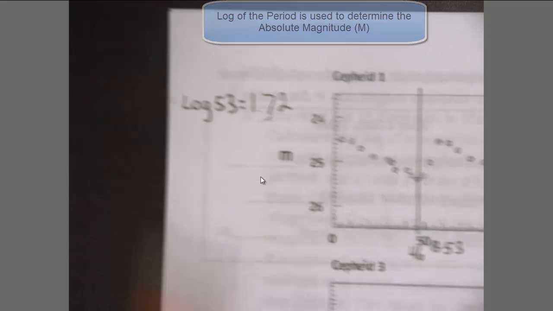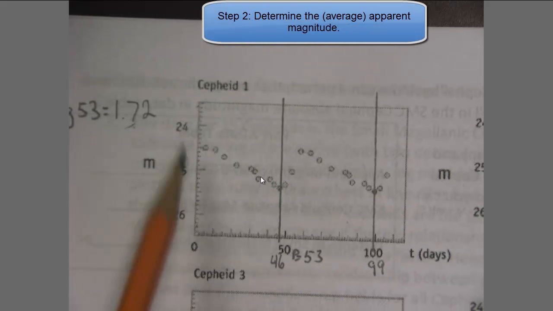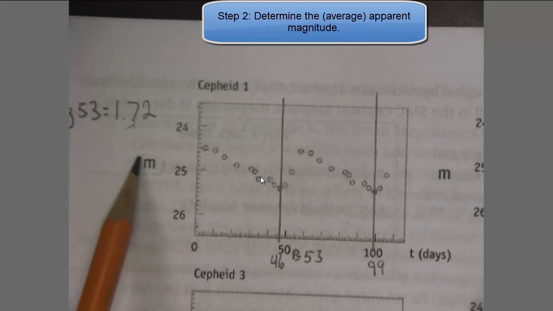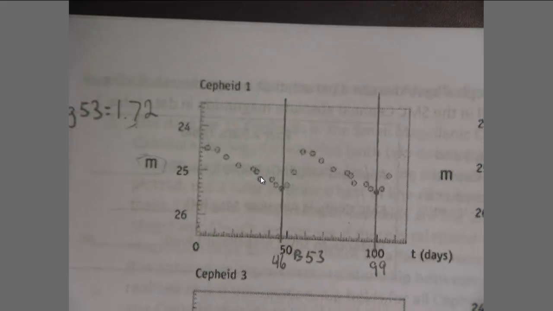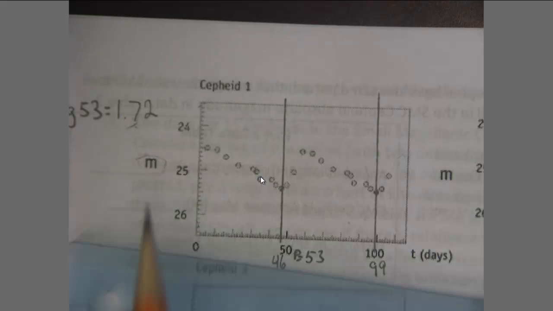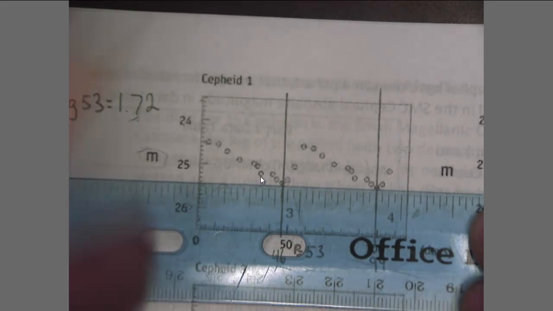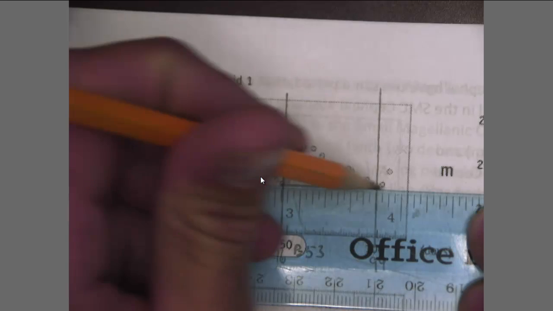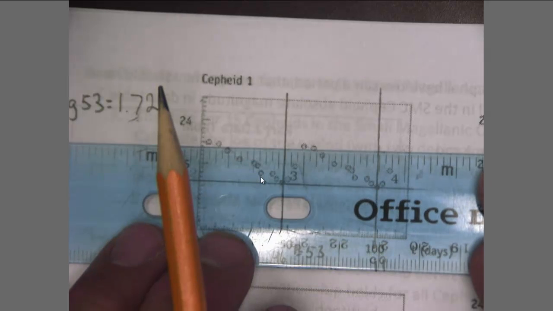Next thing we need to do with our Cepheid variable, all right, step 2, is to determine the average apparent magnitude. Now this little m again is the apparent magnitude, how bright it appears to us based on how far away it is. The farther away, the dimmer it would appear to be. To do that, since it changes its brightness, we need to find its average. So you're going to draw 2 horizontal lines, one at the minimums, and then again through the maximums.